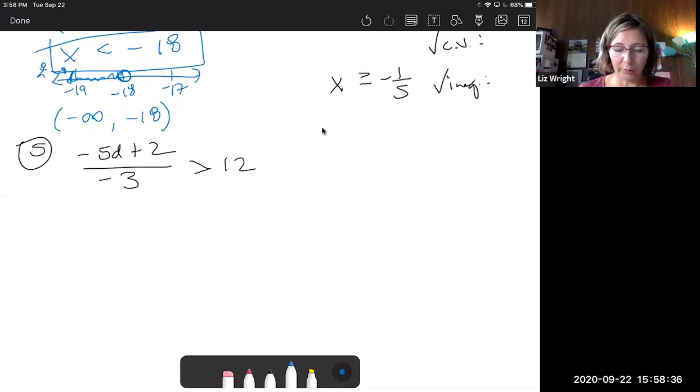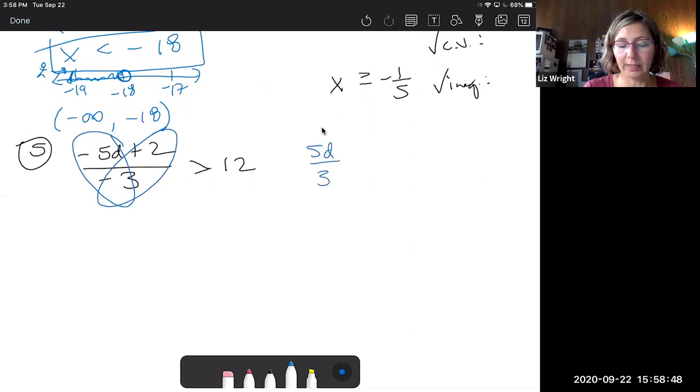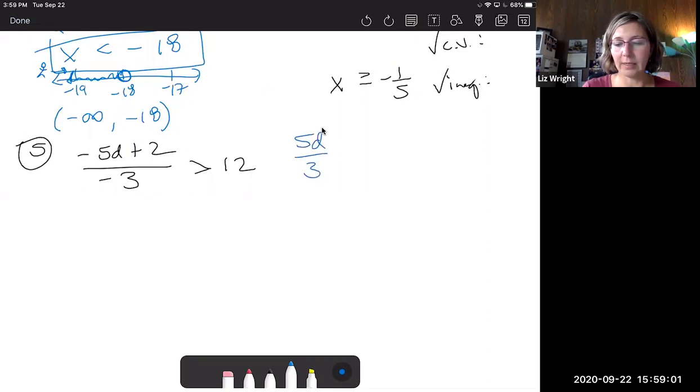So here's one option for you. One option is you can split it up if you'd like. And so you could do like this over this. And so then you'd have 5d over 3, because a negative over a negative is a positive. And hang on one second. I don't like the mess there. So you'd have a 5d over 3, because the negative over a negative is going to be positive, and then you'd have minus 2/3, which is going to be greater than 12. So you could do it like that, and then multiply every single term by 3, and then keep going.